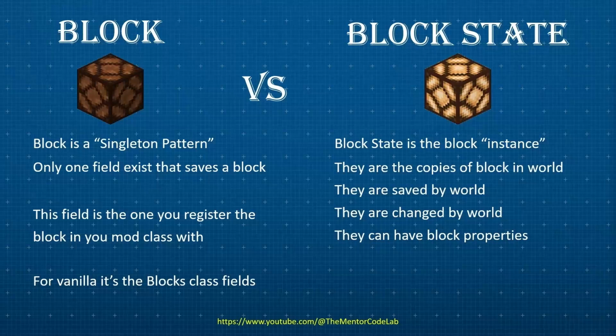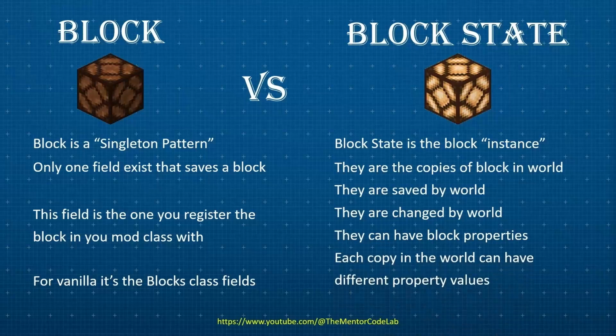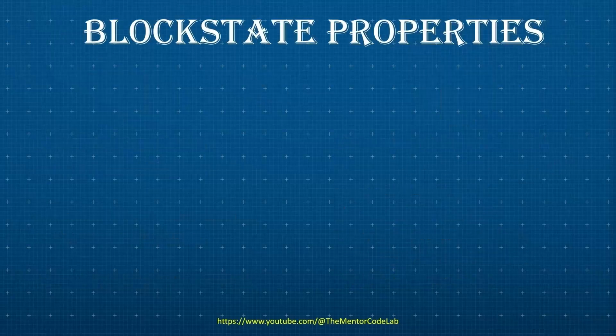In the world, any block that you see is actually a block state, not the block. As players, we always talk about blocks. You know, dirt block, stone block, redstone lamp block. But as programmers, we should know that each one of them that sits inside the world actually is a block state. Now, each copy in the world can have different property values. As I said, one is lit up, the others are off. Okay, if we understood this slide, we can move to the other one, block state properties.